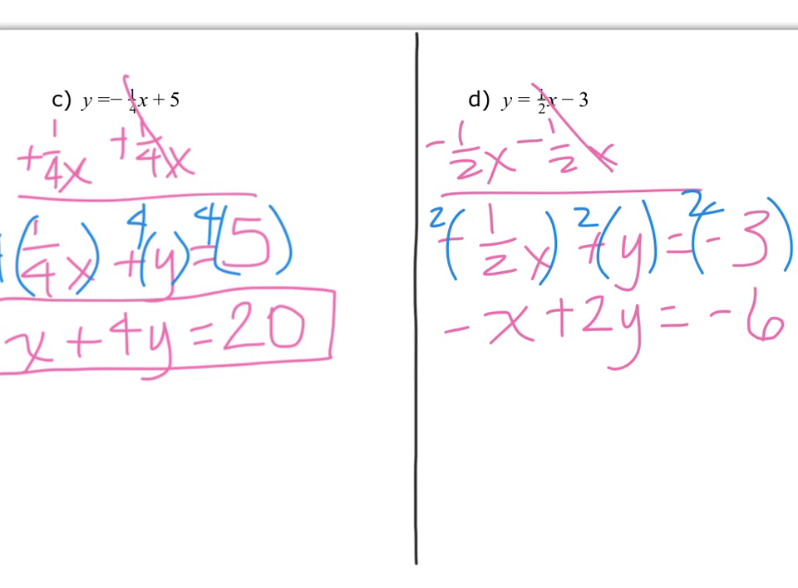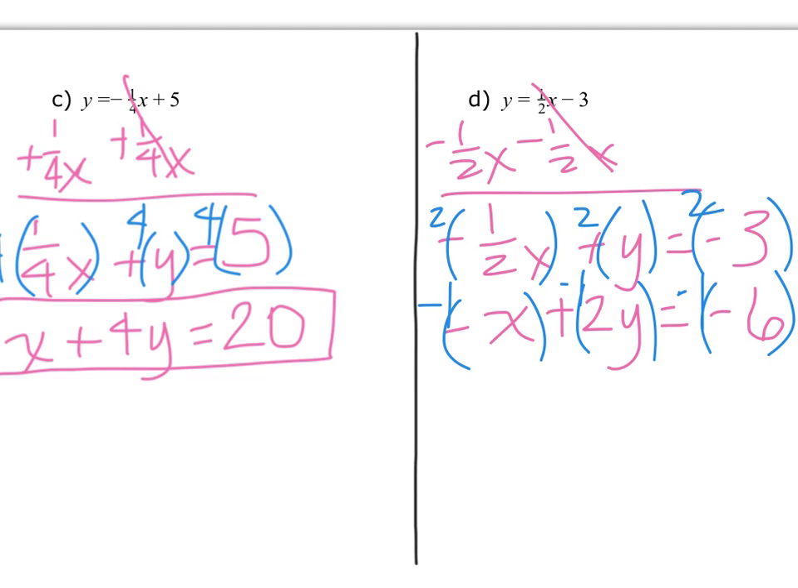So now, x and y are on the same side. A and b are both whole numbers, but a is not positive. What do I need to do to make a positive? We could add, but remember that's going to take at least 3 steps. We can multiply everything by negative 1, because that's going to make a positive, right? So I multiply by negative 1 here, and here, and here.